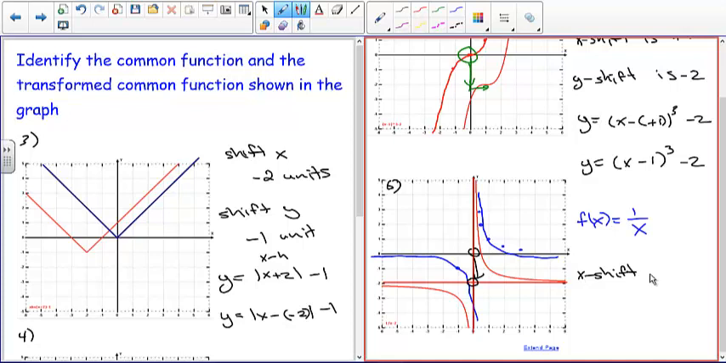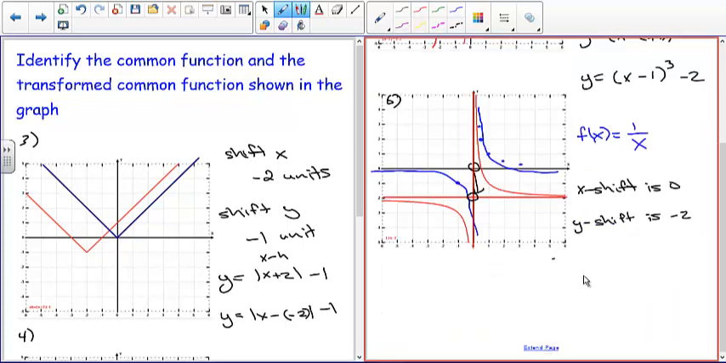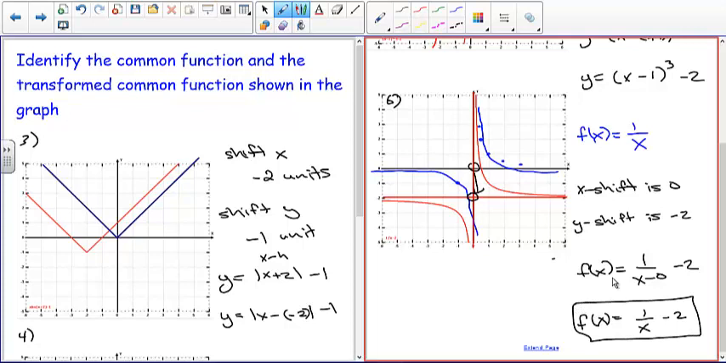In this case, x-axis shift is 0, y-axis shift is minus 2. So our transform function is going to be f of x equals 1 over x minus 0, minus 2. And we can get rid of that 0, it's superfluous. So that is the parent function in blue and the transform function in red.